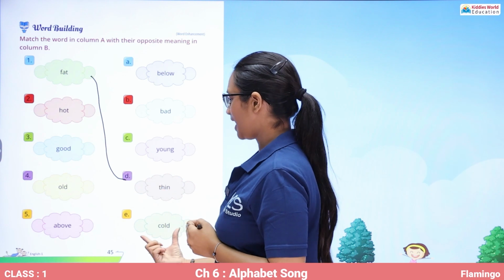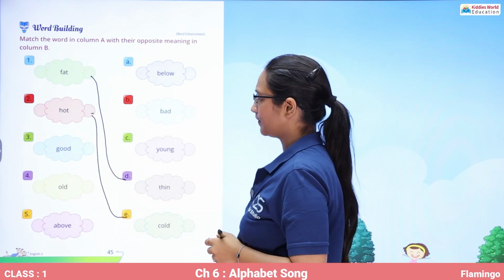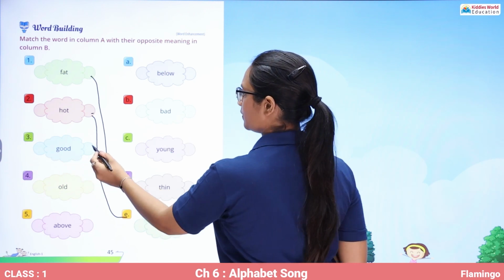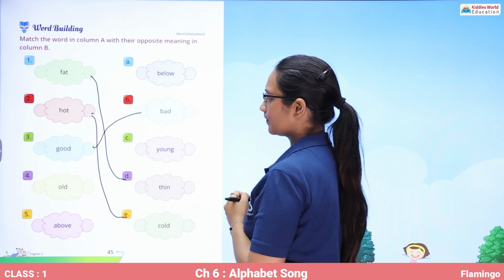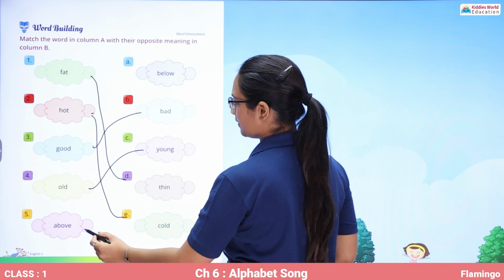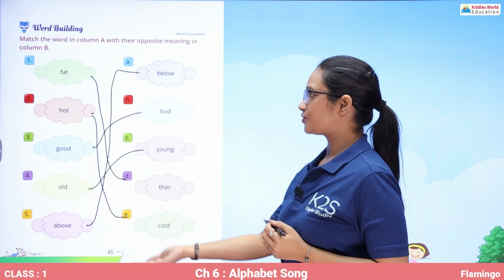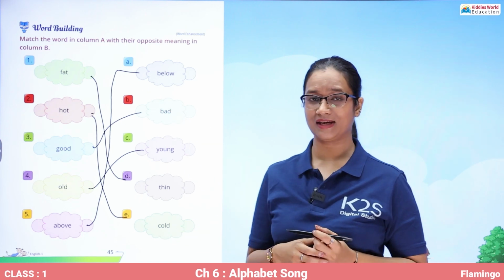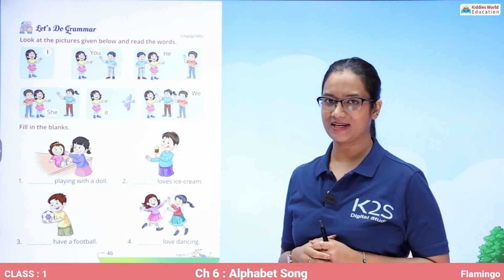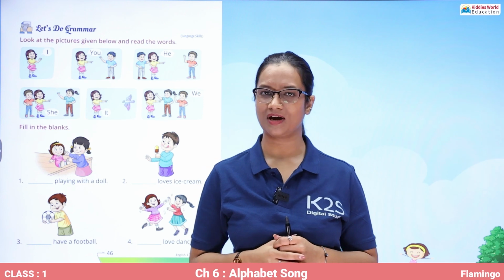Hot and cold. So the options are going to be marked like this. Then we have good and bad. So we are going to mark it like this. Old and young. And lastly we have above and below. These are the options which are marked like this. Moving on, we will see some more exercises. But before that, we will understand a few topics about grammar.